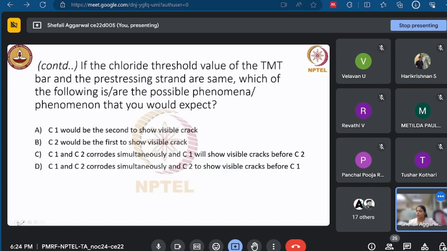So, if the chloride threshold value of the TMT rebar and the pre-stressing strands are the same, which of the following are the possible phenomena that you would expect? C1 would be the second to show visible crack. C2 would be the first to show visible crack. C1 and C2 corrode simultaneously, and C1 will show visible cracks before C2. Or C1 and C2 corrode simultaneously, and C2 shows visible cracks before C1. Any guesses for the answers?